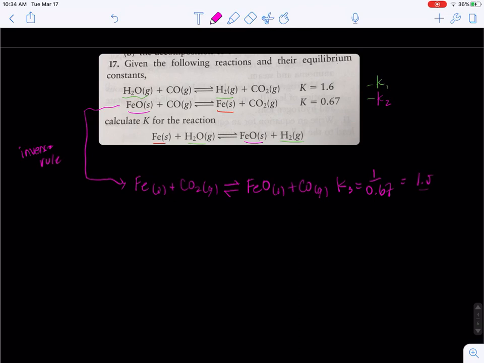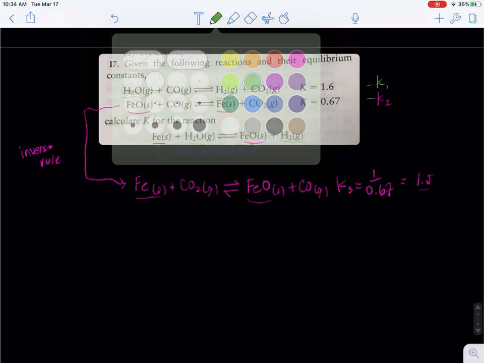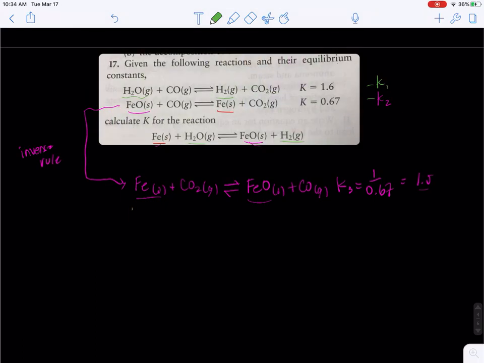All right, now let's think about it. So iron's on the left, and iron oxide's on the right. So we're good. Now it looks like if we add these two chemical equations together, we will get the correct reaction. So I'm going to write out K1 here again in green, so there's no change here.